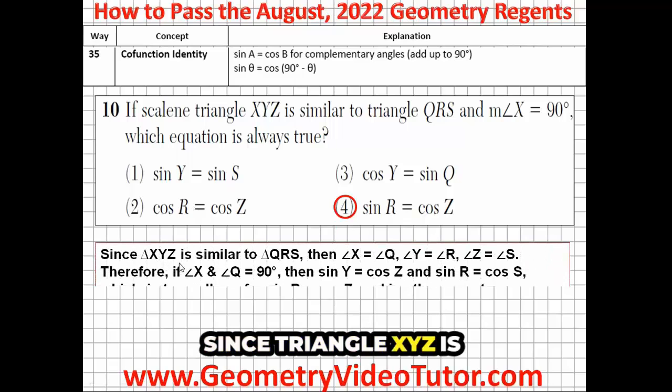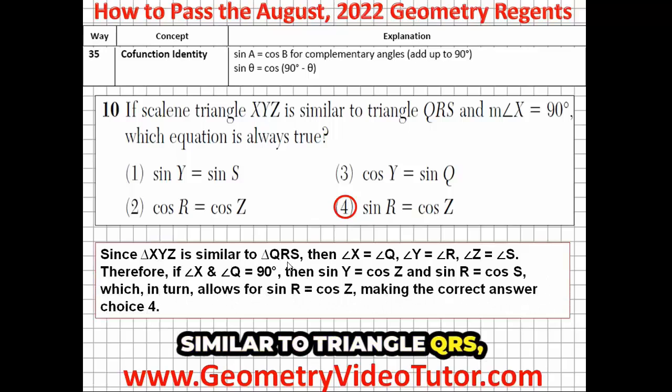Since triangle XYZ is similar to triangle QRS, then X and Q are equal. They're going to be the 90-degree angles. That means Y and R are going to be equal, and Z and S will be equal. Therefore, if we take out the 90-degree angles, then the sine of Y is equal to the cosine of Z, and the sine of R is equal to the cosine of S, which in turn allows for the sine of R to equal the cosine of Z, since those triangles are similar, making the correct answer choice 4.